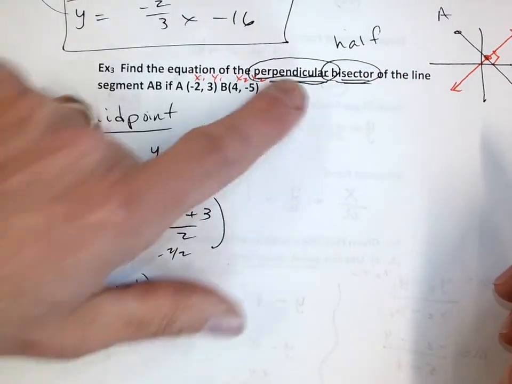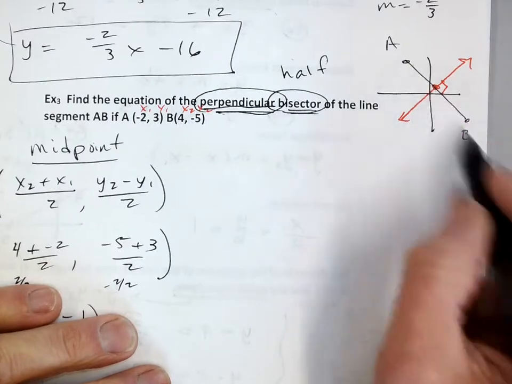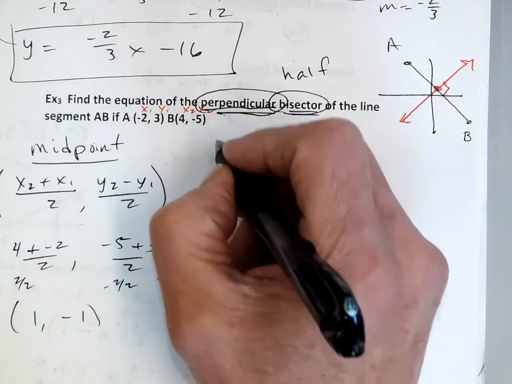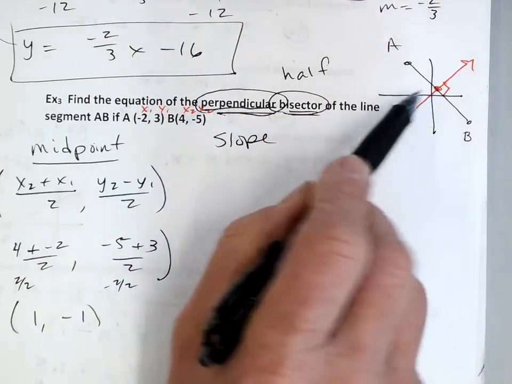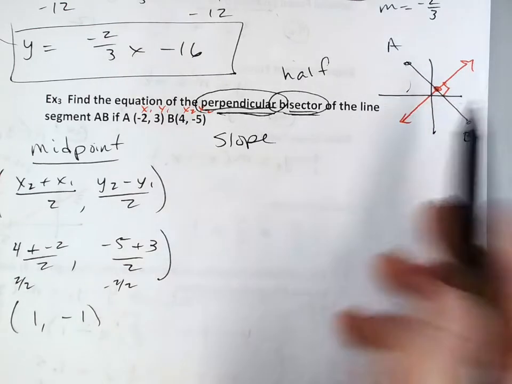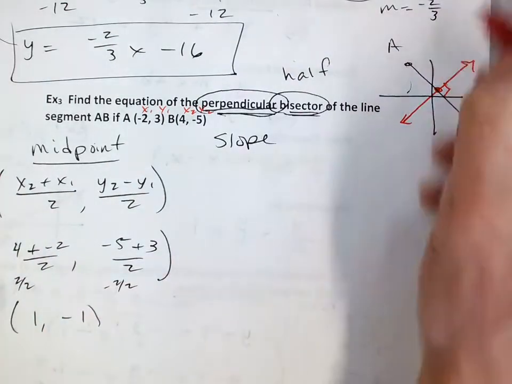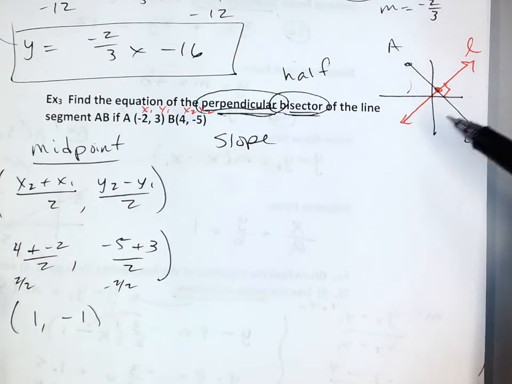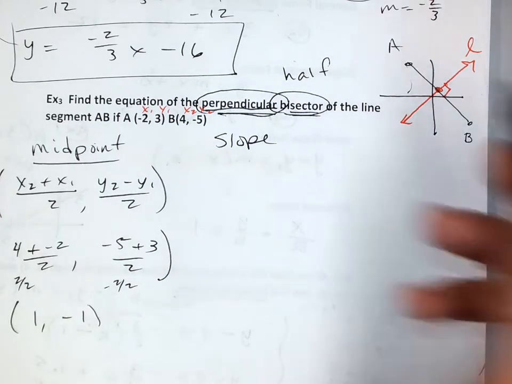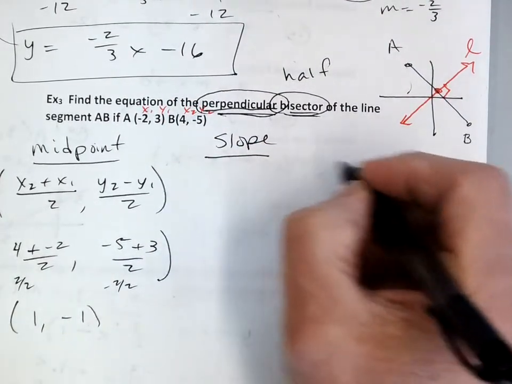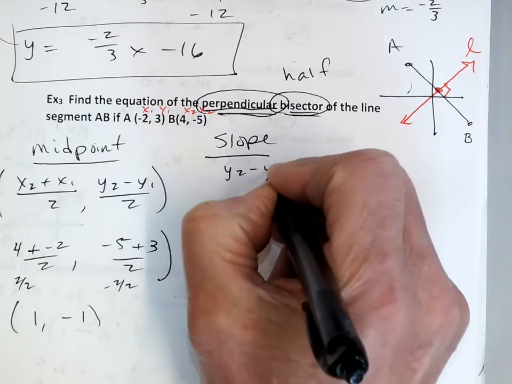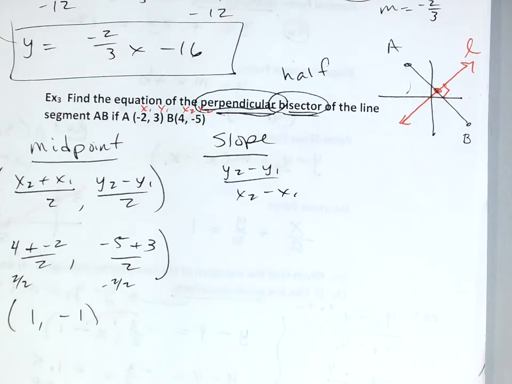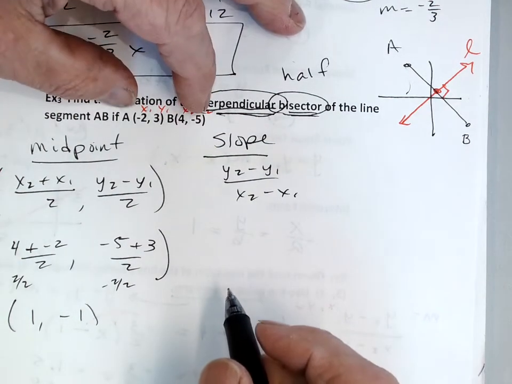And the next thing I need to know is the word perpendicular. Two lines are perpendicular if their slopes are opposite, right? So the second thing I need to do is find the slope of AB. Call this line L. If we find the slope of AB, then the slope of L would be just the opposite, the negative reciprocal, right? So we know the slope was y2 minus y1 over x2 minus x1. We've learned that. That's my slope formula, okay?